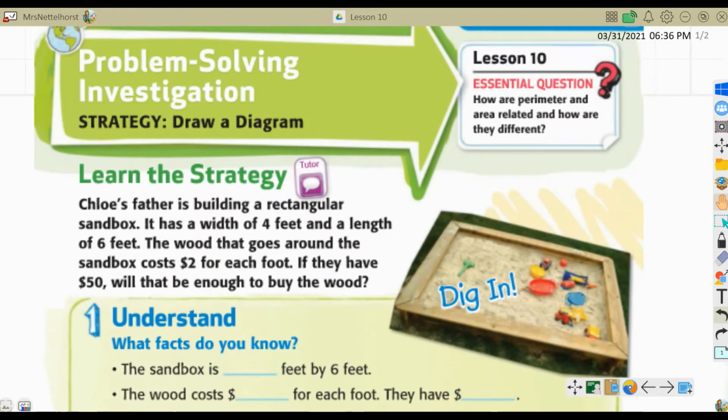Okay, so our essential question is, how are perimeter and area related, and how are they different? And that's part of what we're trying to learn with all this perimeter and area stuff, is the difference between them and the ways that they're similar.